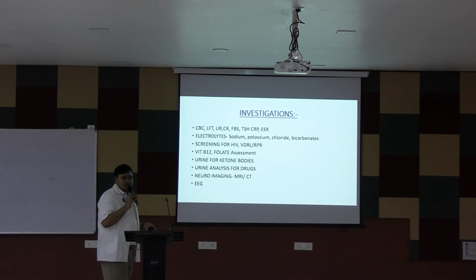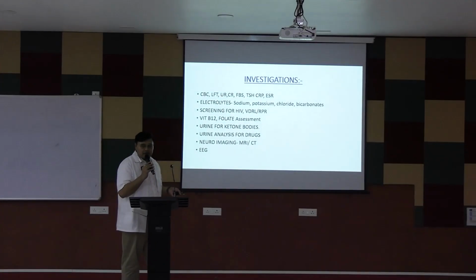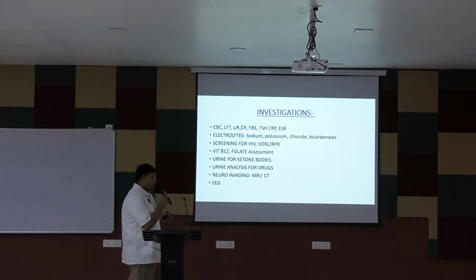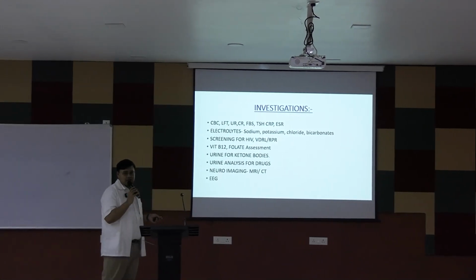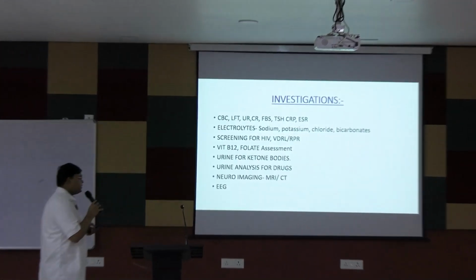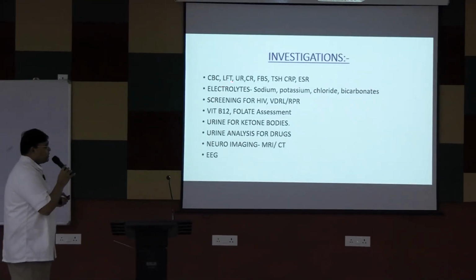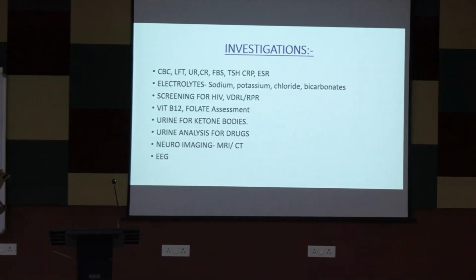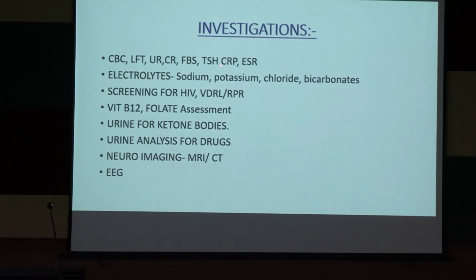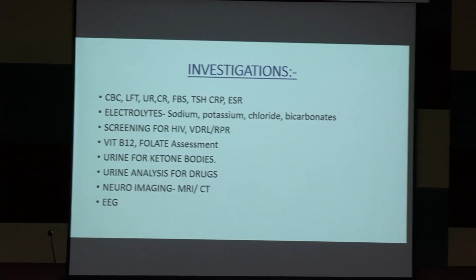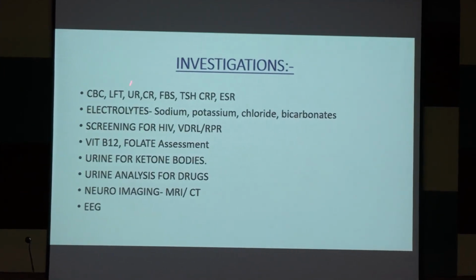So if we find a case of acute delirium, we should go for a detailed investigation. Routine blood tests are mandatory, like complete hemogram, liver function test, urea, creatinine, sugar, thyroid, CRP and ESR for chronic inflammation or infection. Okay.